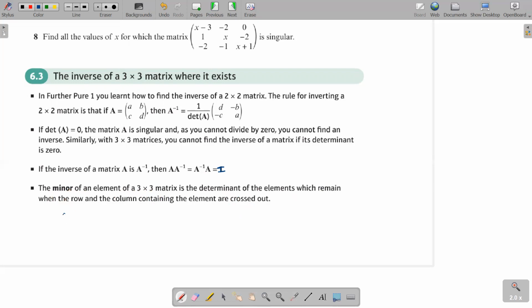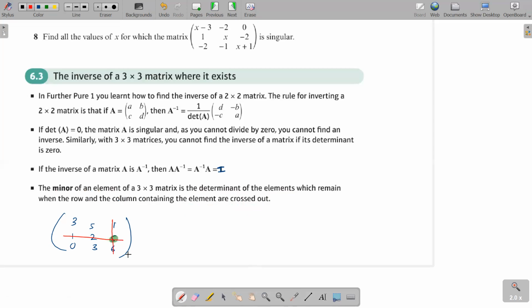Now let's say I have a 3 by 3 matrix here: 3, 1, 0, 5, 2, 3, 1, 5, 6. Let's say I want to get the minor of this element 5, the one I colored. How do I get the minor of this element 5? What do they ask you to do? The minor is the determinant of the elements which remain when the row and the column containing the element are crossed out. So cross out the row and the column containing 5.